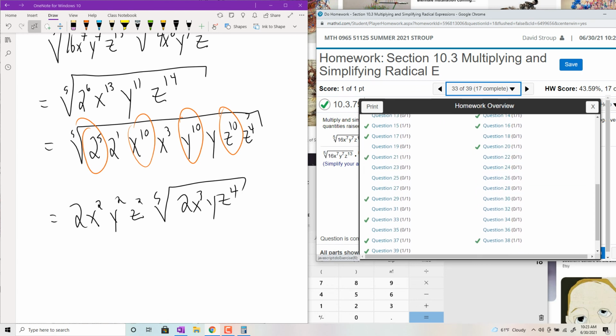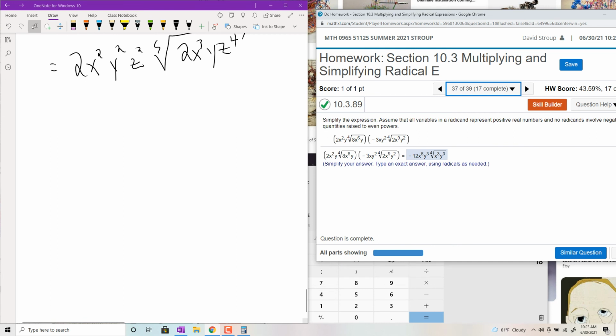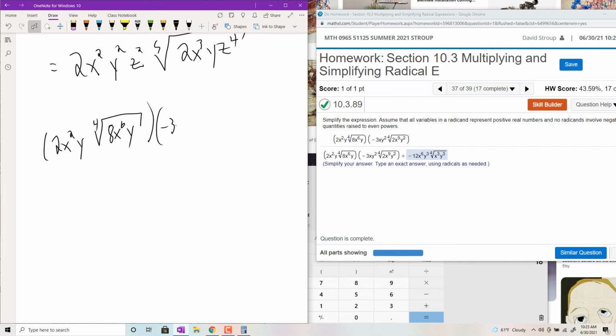That's 33. 37. So look at that one. So we have 2x squared y times the 4th root of 8x to the 6th y times negative 3xy squared times the 4th root of 2x to the 9th y squared.